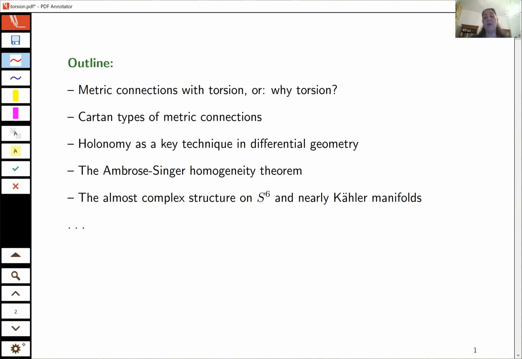Then we do the Ambrose-Singer Homogeneity Theorem, and I call it like that because there are several theorems which go by the name Ambrose-Singer Theorem, and we shall encounter at least two of them. And then as a nice example, which ties many of these things together, I will speak about the almost complex structure on S6, the relation to nearly Kähler manifolds, and a few modern aspects of the theory of nearly Kähler manifolds and how all this ties up. Okay, so this is where we want to go.